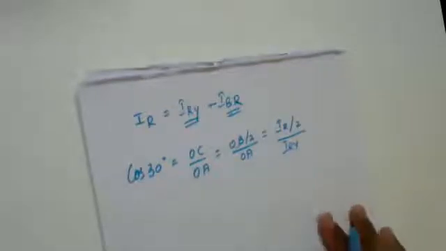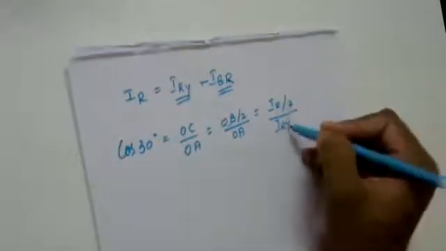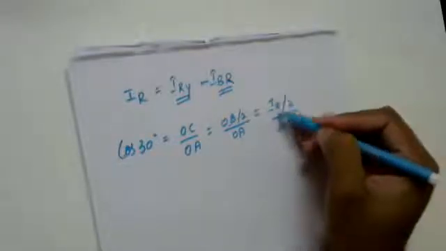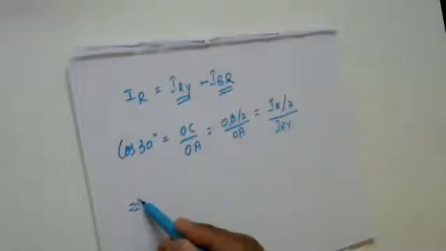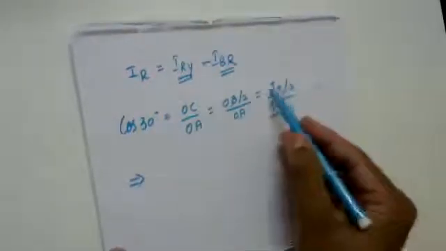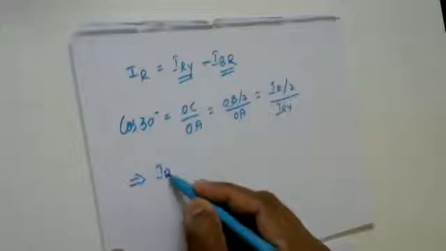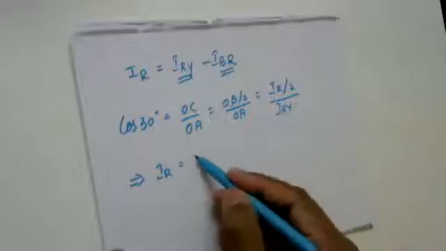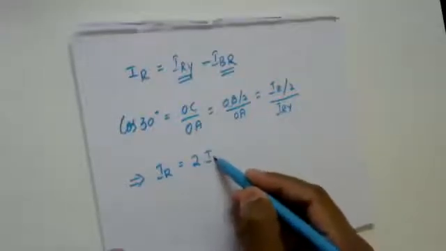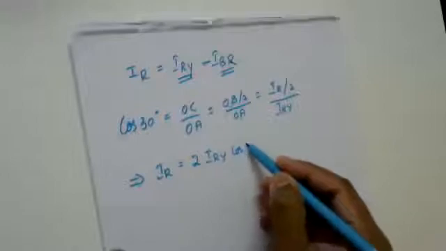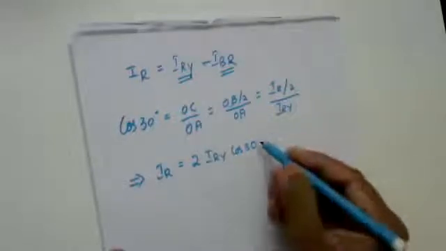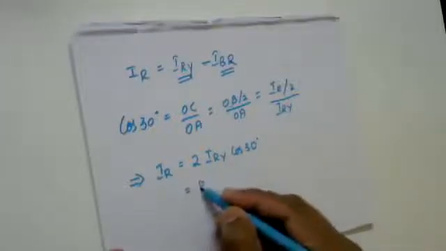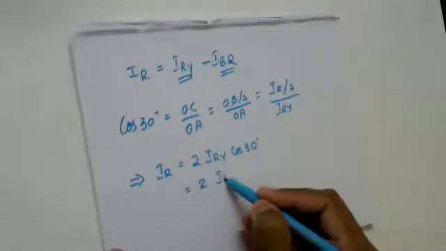Right? So now I want the relation between IR and IRY, the line current and the phase currents. So I'm going to write the equation for IR. This implies my current IR will be equal to, so this 2 will come to the denominator, so I'll get 2 times IRY into cos 30 degree. Am I right? Now I can write this as 2 as this, IRY as this.